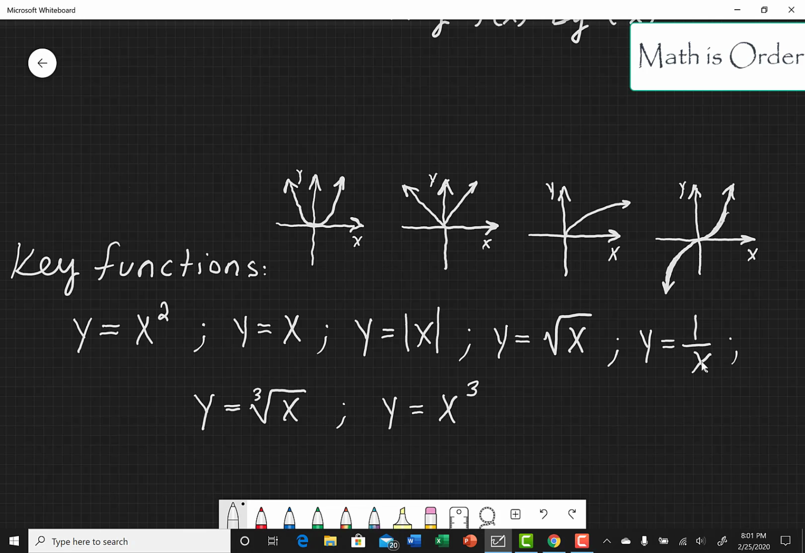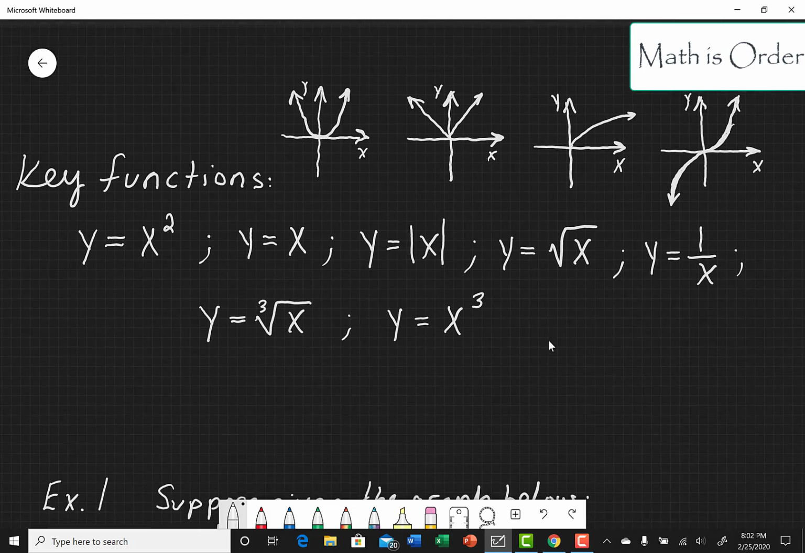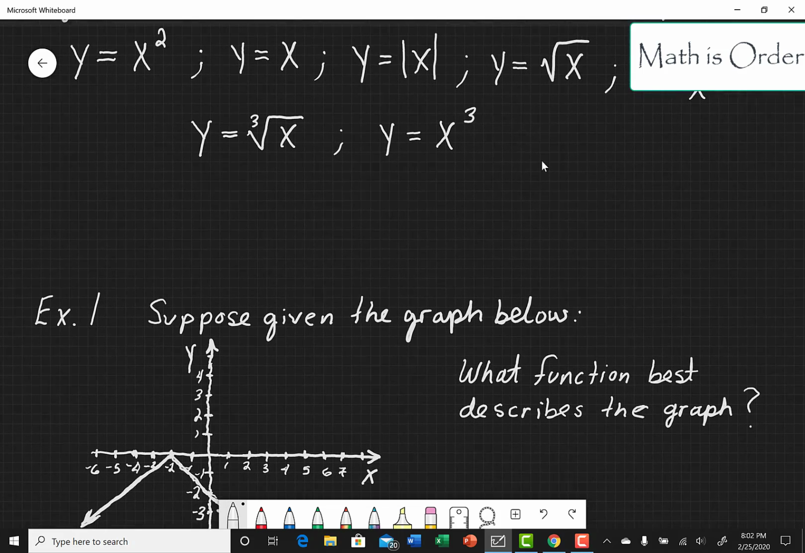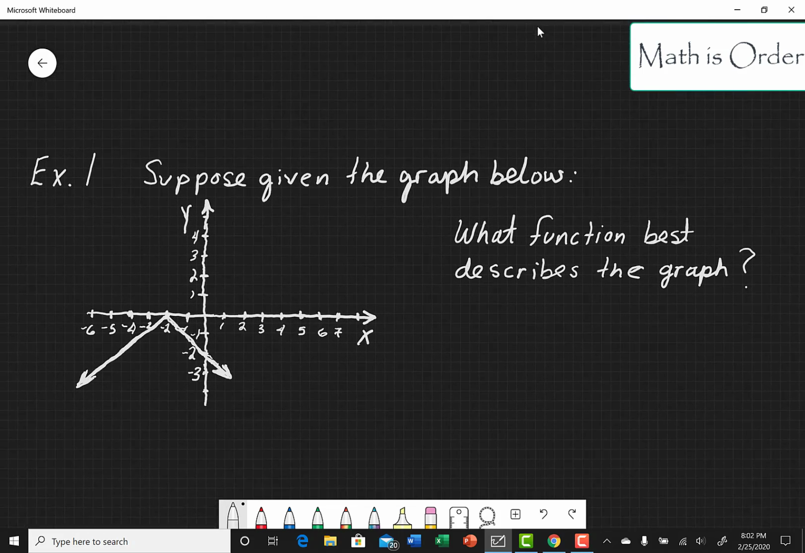Y equal 1 over x. This is called a reciprocal function. I did not bother to draw this graph. And y equals cube root x. I didn't graph this one either. Y equal x cubed is this graph. So we need to know the function and its graph. And if we're given a graph, we need to know by memory what the function is. All right, if we do know that, it'll really help in understanding transformations of functions. Now let's look at some examples.